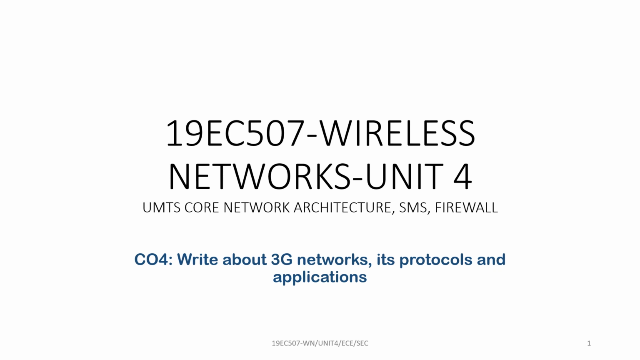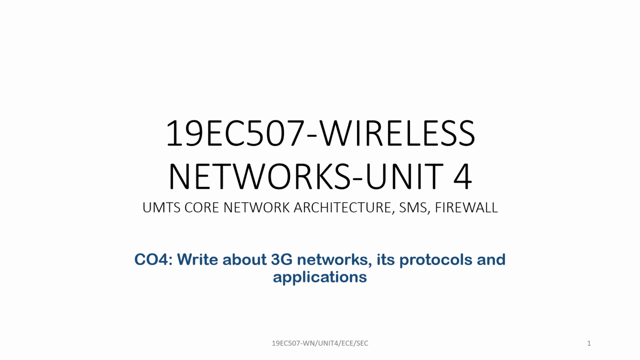Let us quickly go through the course outcome of Unit 4 of Wireless Networks. Once we complete the discussion of Unit 4, we'll be able to write about 3G networks, its protocols and applications. So the course outcome of Unit 4 is defined as to write about 3G networks, its protocols and applications. Let us move on with the topic of discussion, UMTS.